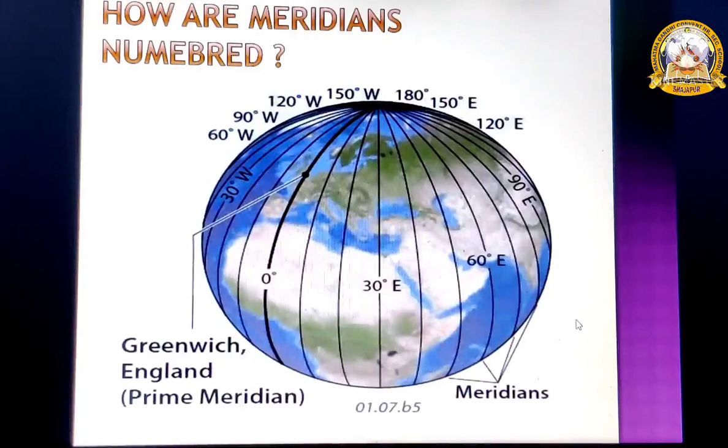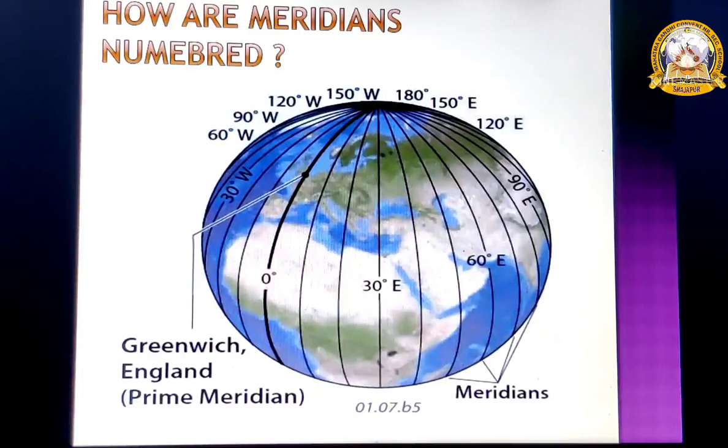Now, how are meridians numbered? We have read that to number the parallels, we start from the equator. But similarly, we need a starting point to number the meridians. But all the meridians are the same in length. So what do we do? We need a starting point to number the meridians.